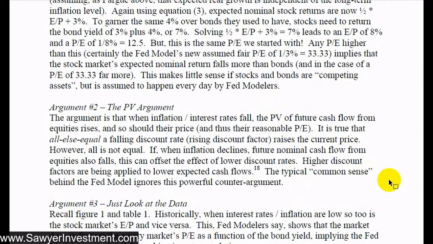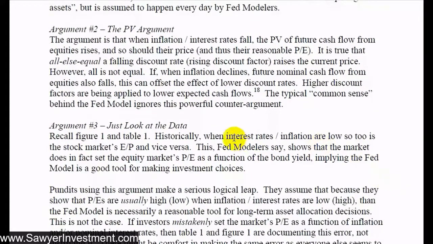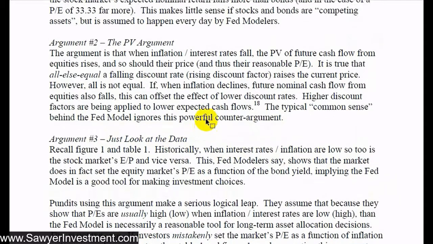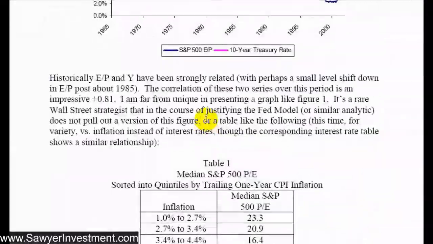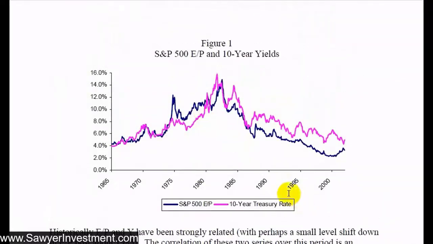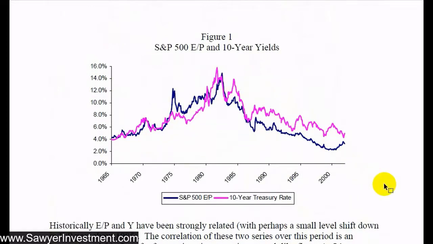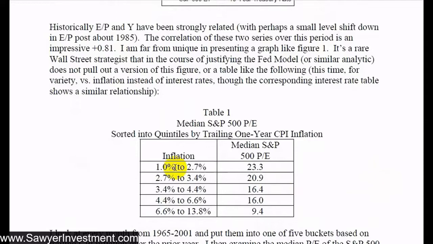So argument number 3, this was the most interesting, where we saw in a prior chart, let's go back up to it, that the earnings yield and the 10-year treasury rate move in line with each other since 1965. And in fact, changes or levels of inflation have also been related to levels of the PE ratios.